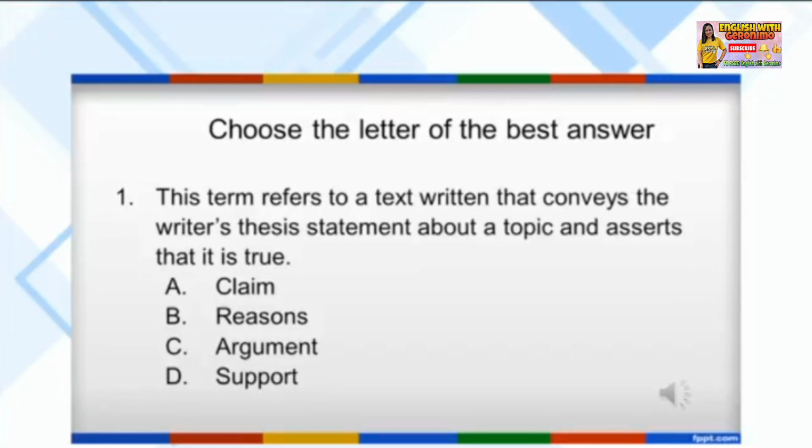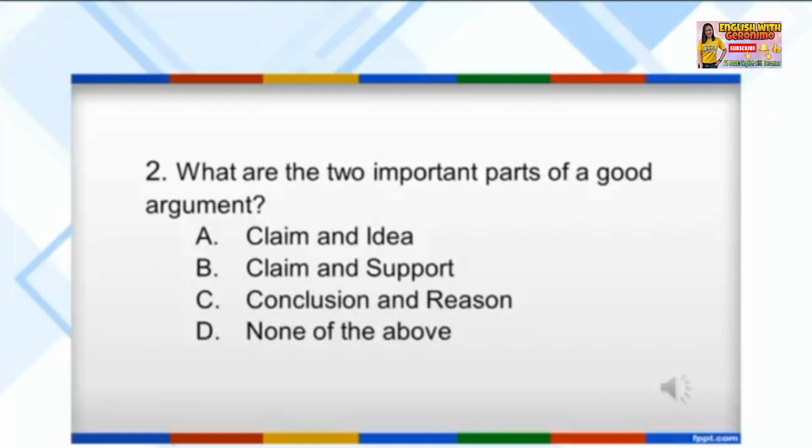Number 1. This term refers to a text written that conveys the writer's thesis statement about a topic and asserts that it is true. A. Claim. B. Reasons. C. Argument. D. Support. Number 2. What are the two important parts of a good argument? A. Claim and idea. B. Claim and support. C. Conclusion and reason. Letter D. None of the above.